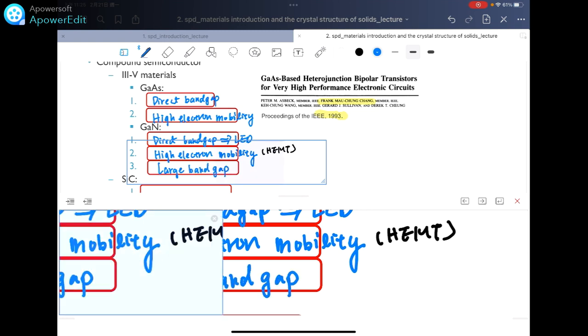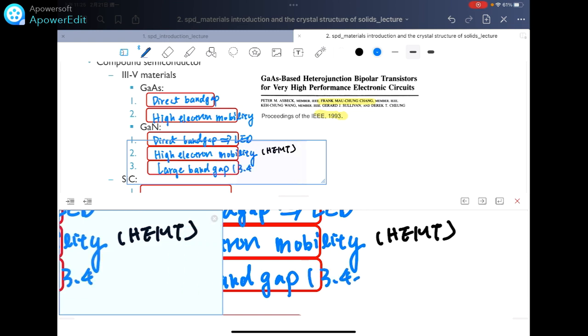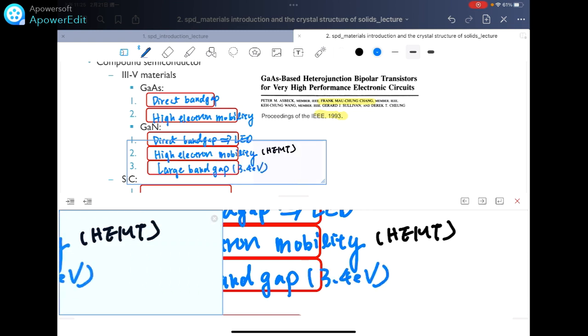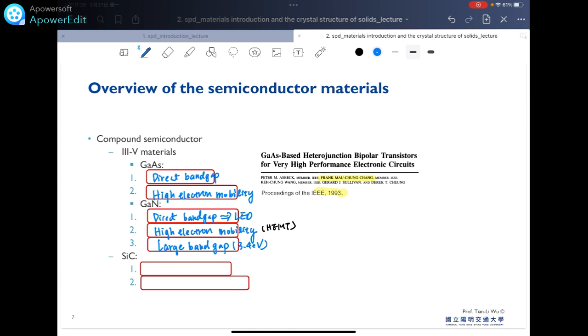So it has a band gap of 3.4 electron volts, a large band gap. So that's why we use the silicon band gap as a main reference. The material which is larger than 1.1, we consider as a large band gap. In here we have 3.5 electron volts.